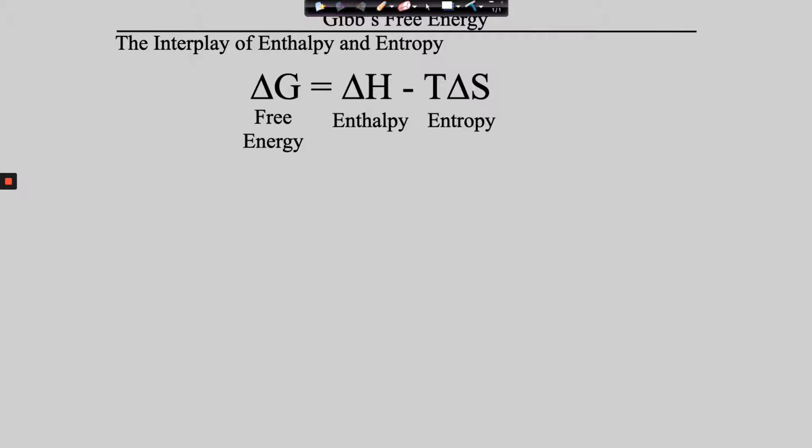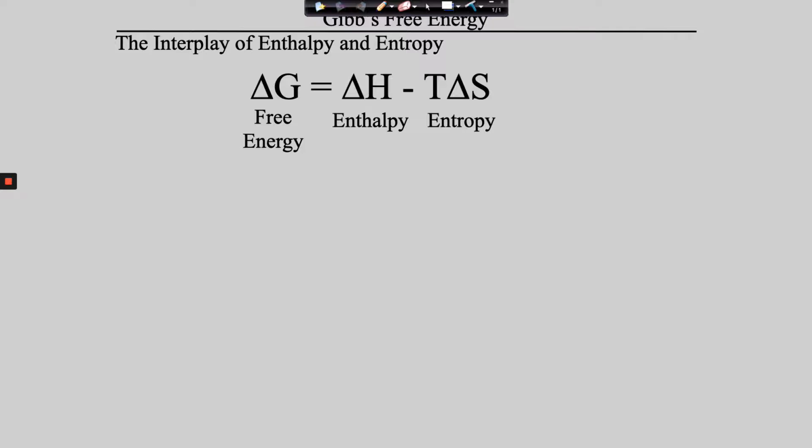Now we've got our entropy term. And what entropy changes tend to be spontaneous? Positive. Let's say that again. If delta G is negative, it's spontaneous every time. If delta H is negative, it tends to be spontaneous. If delta S is positive, it tends to be spontaneous. You guys see where this is headed? We're headed to tension. We're headed to a clash.